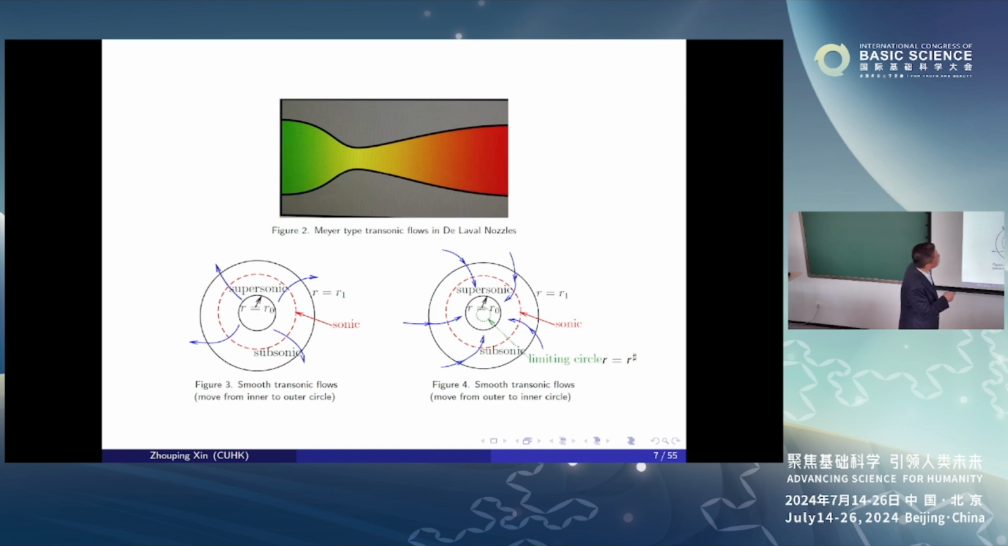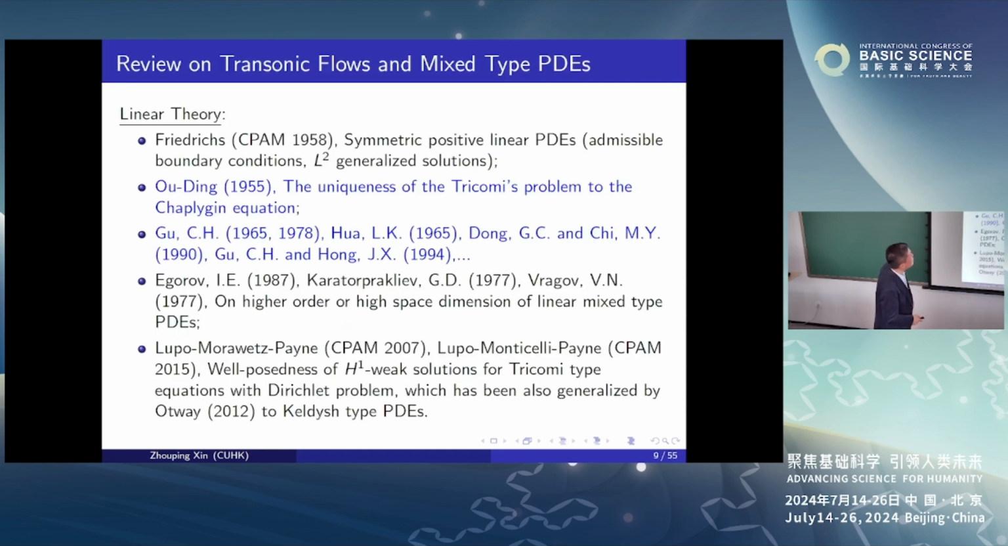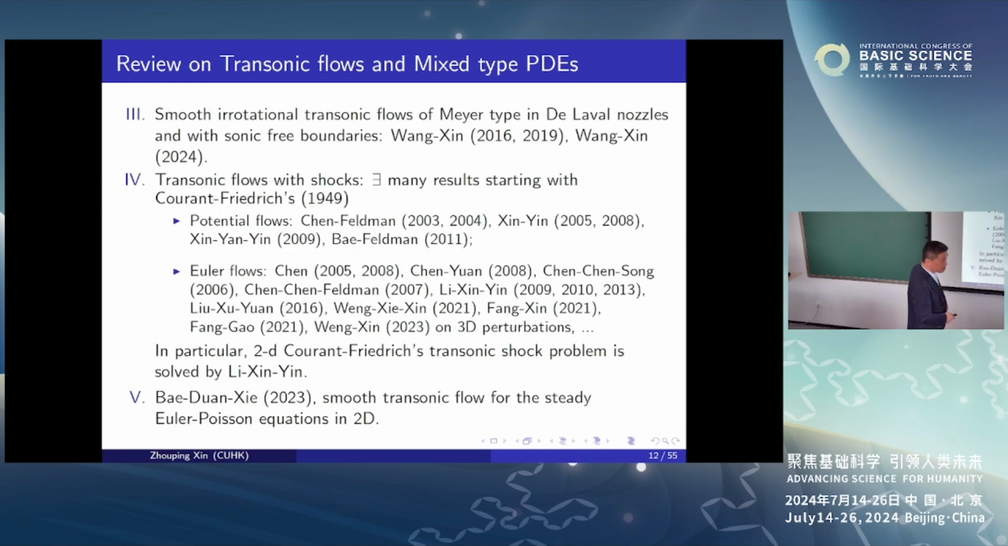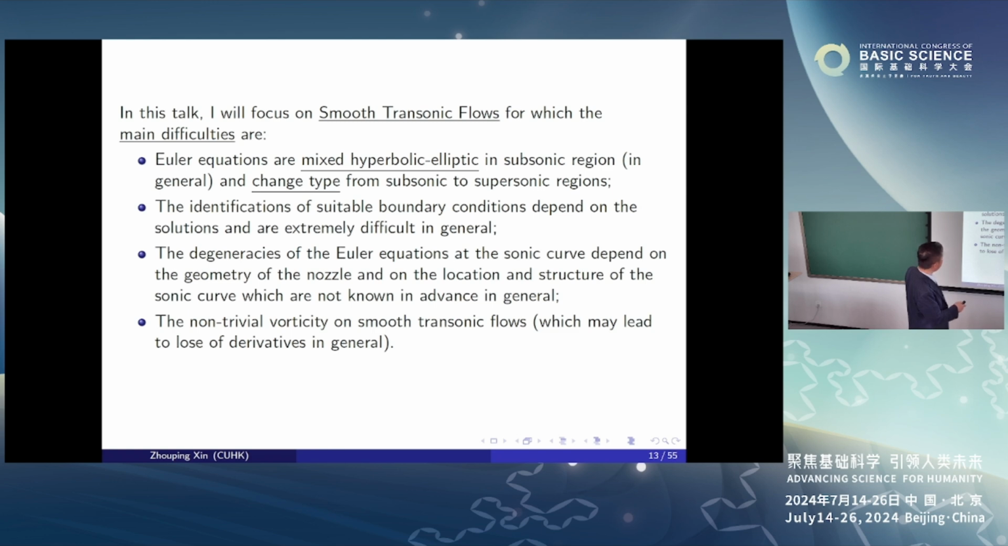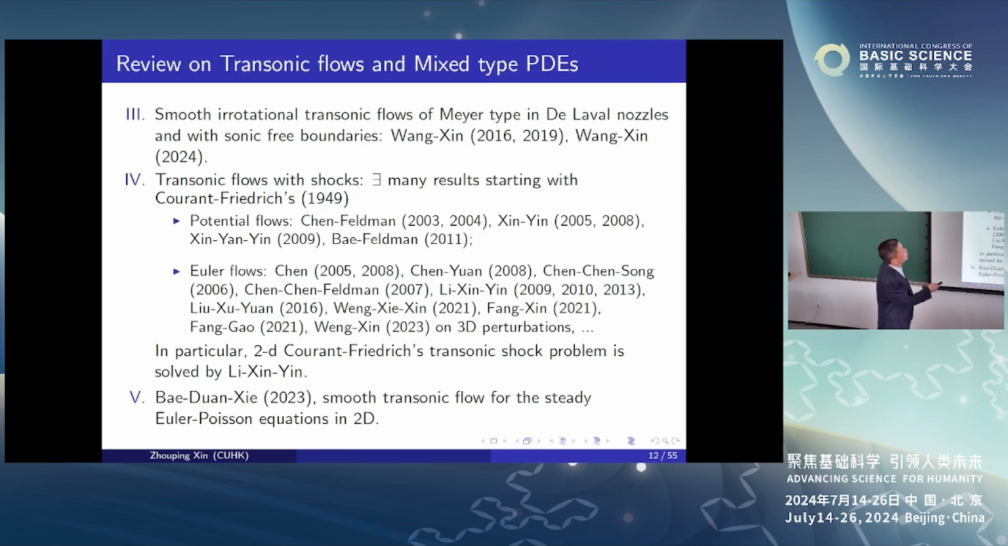Then we can prove the sonic line is just across this throat. On the left it's subsonic, and it becomes sonic, and then supersonic. This is actually the first result with physical boundary conditions. We can get this Meyer type smooth transonic flow with sonic at the free boundary. Recently we were able to get the sonic not just on the line but on the whole piece, and then the flow becomes supersonic. Then I will skip the shock.